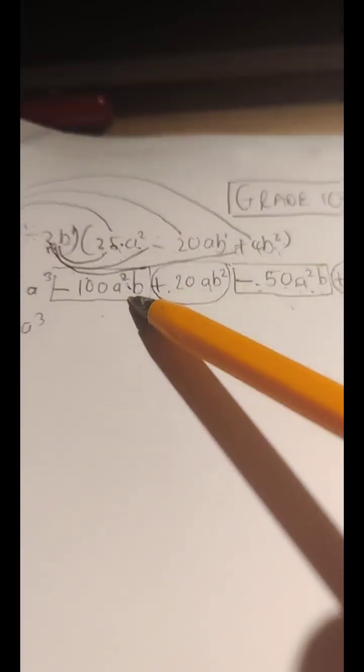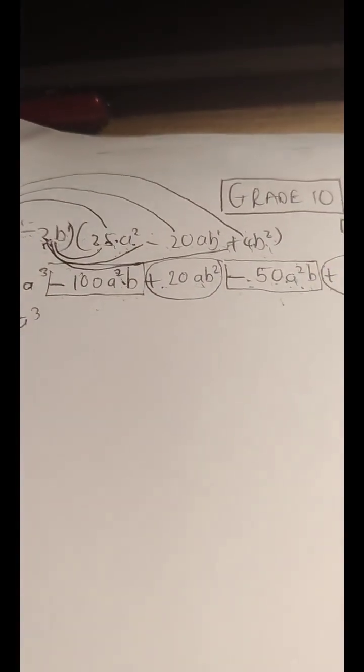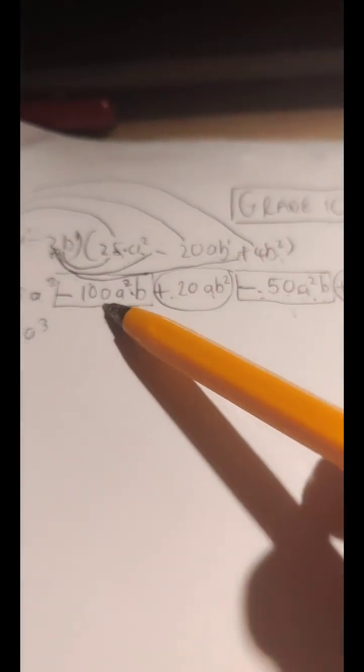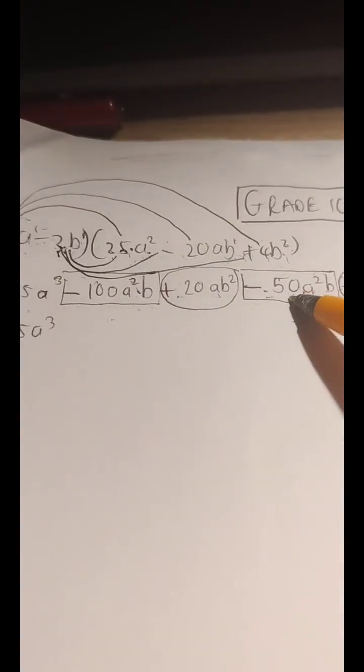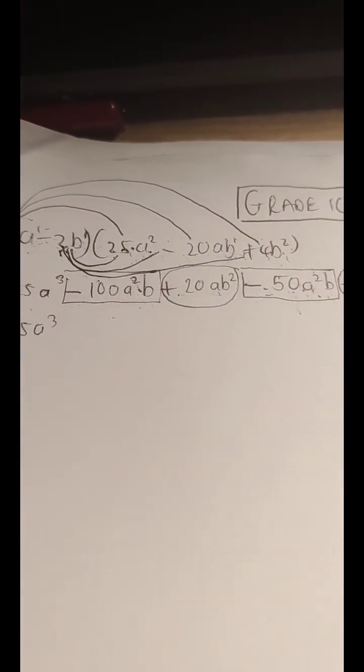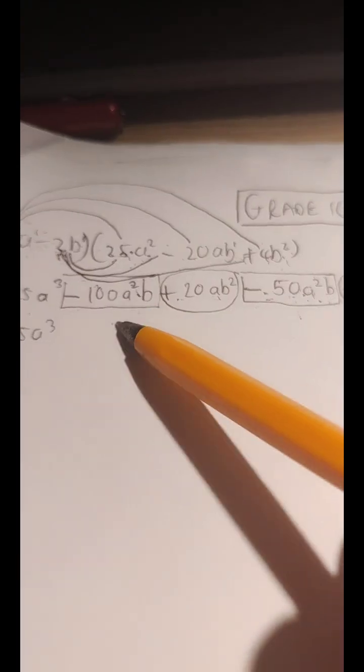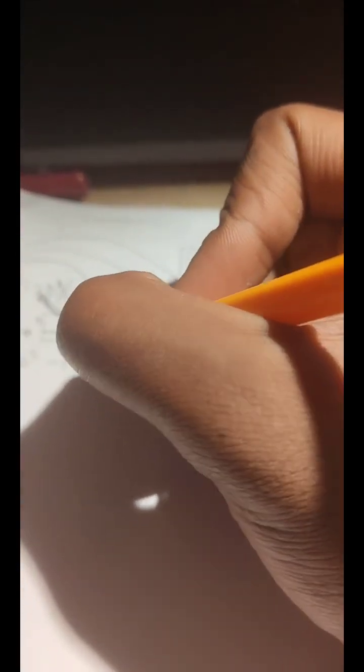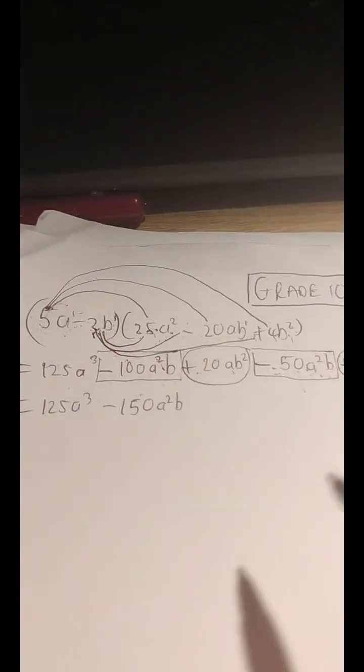Negative 100a squared b minus 50a squared b. What is the answer there, guys? Negative 100a squared b minus 50a squared b. Wow, Coco, thank you very much. Negative 150. So yes, guys, and specifically negative 150a squared b. Thank you.